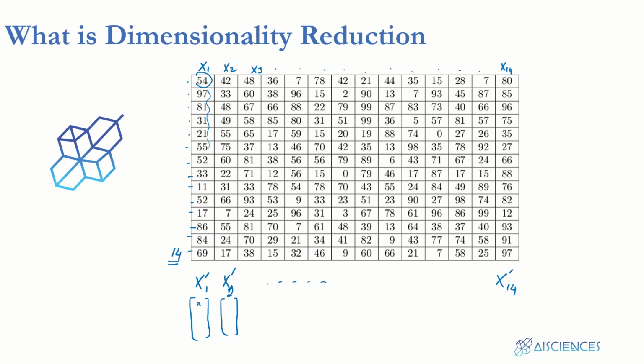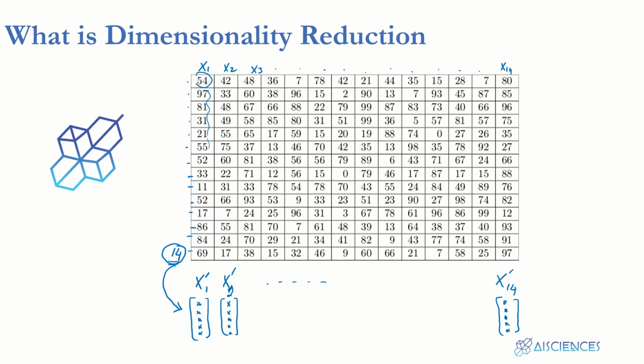So let me represent them by some stars like this. These are 5 real values. x2 may have 5 real values, and these values may be different. And similarly, x14 has 5 values, and all these 5 values may be different from the other x1 dash and x2 dash and so on. In this case, we have reduced the dimensions from 14 to 5.